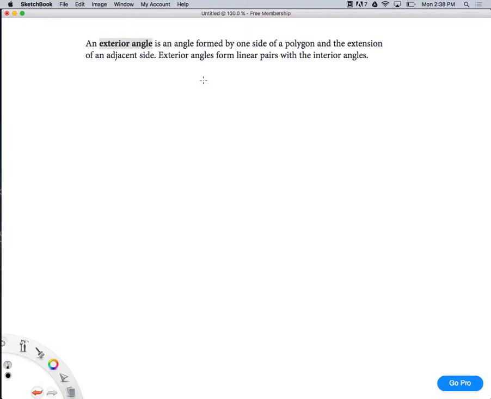An exterior angle is an angle formed by one side of a polygon and the extension of an adjacent side. All right, so let's break this down. So we have a polygon, so I'm going to create a polygon much like the triangle that you see in the paper below. It says formed by one side, so I'm going to start by drawing that one side. Okay, pay attention carefully, please. So here's the one side that it refers to.